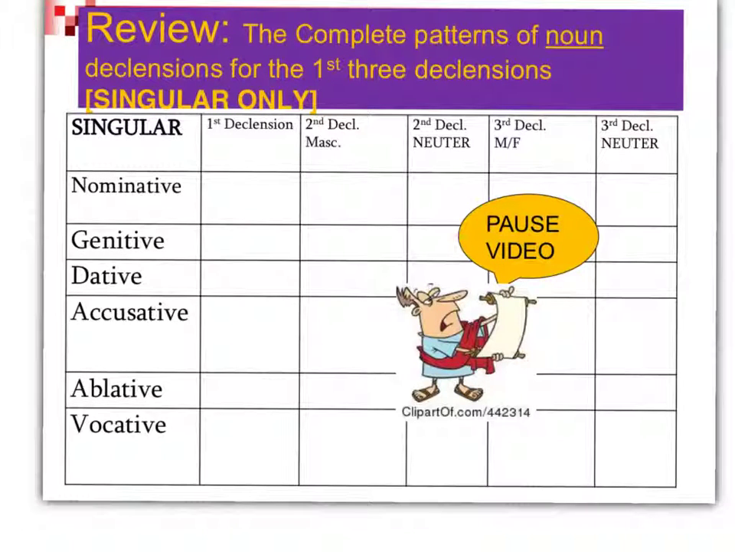Alright, now we've reached the point. We've reached a great pinnacle, a great plateau of understanding. We have formally been taught all the endings for the first three declensions. So please, Crispus says, pause the video and fill out this chart. Hopefully by memory.